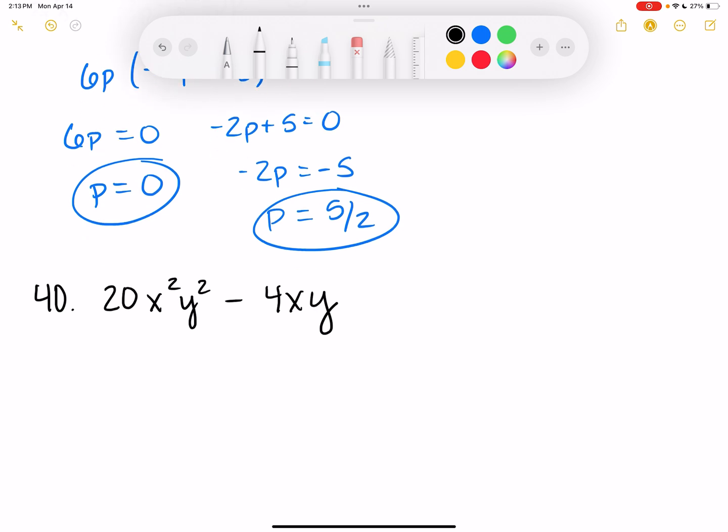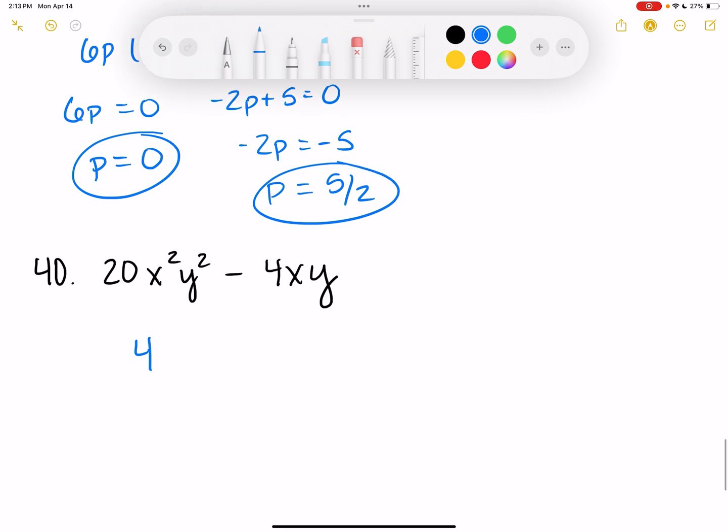And so the biggest number that can come out is what? 4, right? Because I can take a 4 out of 4 and I can take a 4 out of 20. So I'm going to take out a 4. What about the variables? What can I take out? An x and a y, because both of them have an x and both of them have a y. If I take out 4xy, what am I left with in this first one? 5xy. If I take 4xy out of this negative 4xy, what am I left with? Yep, negative 1.